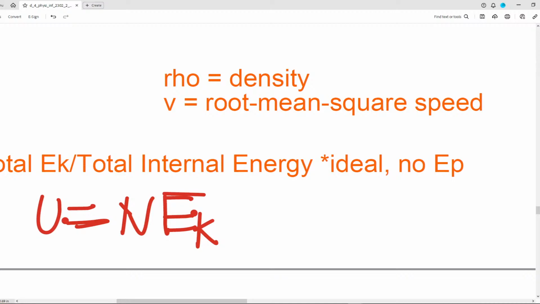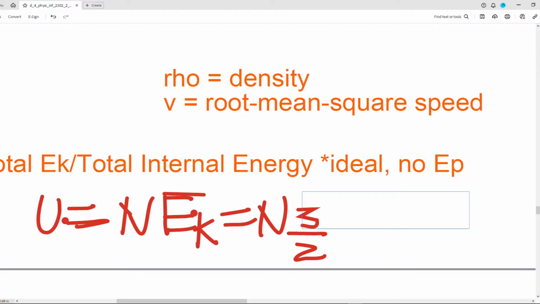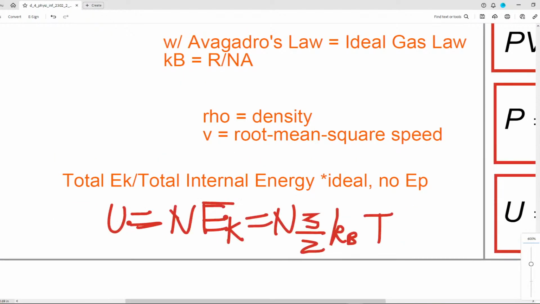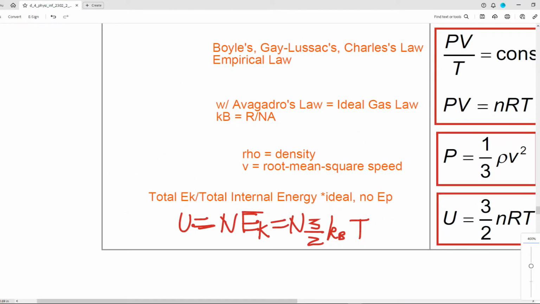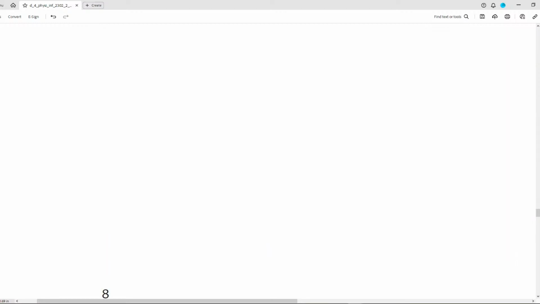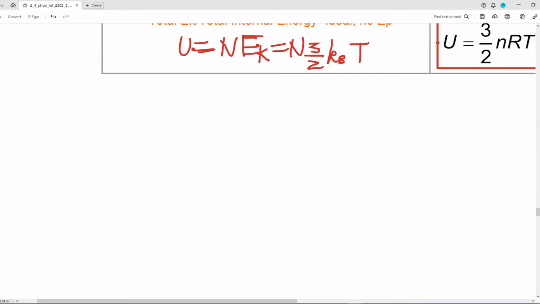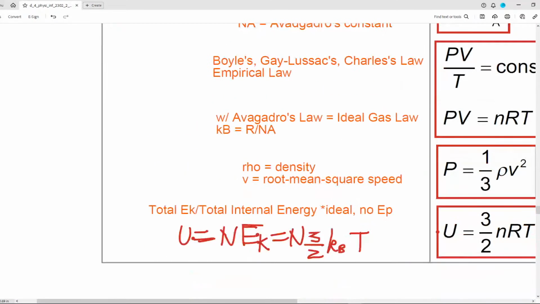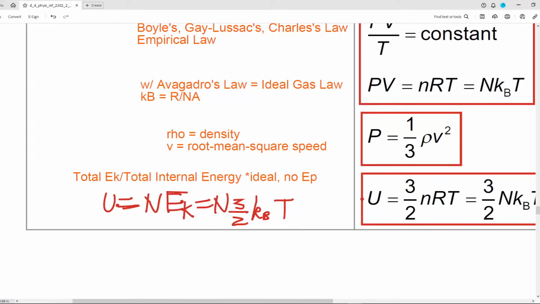average EK, which is N times 3/2 k_B T. And that's where the formula should come from. Oh, I scrolled down too much. There we go.